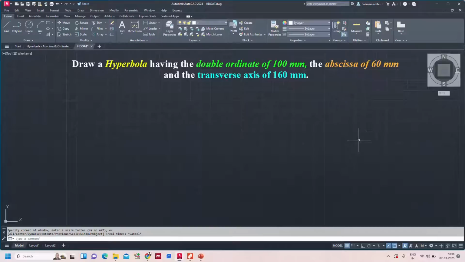In the previous video we saw how to construct a hyperbola using a general method. In the general method we just need eccentricity and the distance of focus from the directrix. But here what about these three terms? So first let us know these three and then we can move to the construction procedure.